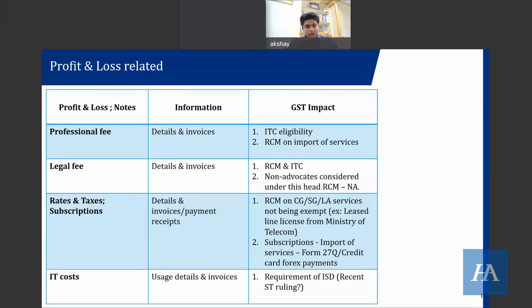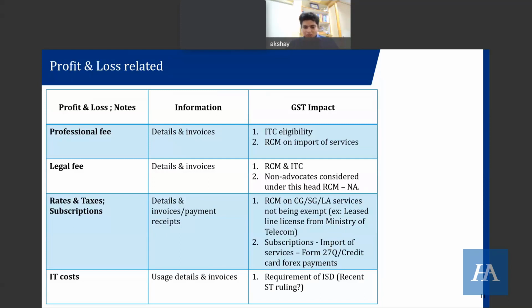Coming to the IT costs, there is a requirement of ISD, which is the input service distributor, whether the credit in relation to the IT costs, which is your information technology costs, is to be transferred to your other entities having the same GST number. The answer is yes. Generally, these IT vendors will provide invoices to the HO, which is the head office, but the ideal methodology is to obtain ISD registration, provide the ISD GSTIN to the vendor, obtain the credit there, and transfer it to all the units having GSTINs under the same PAN.